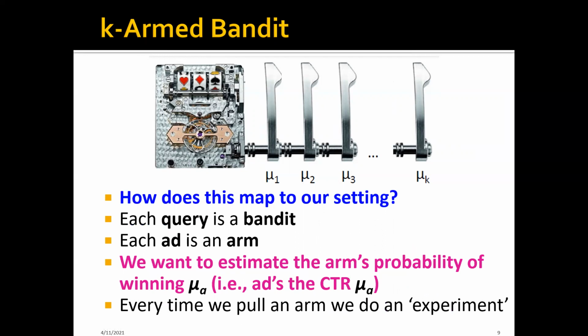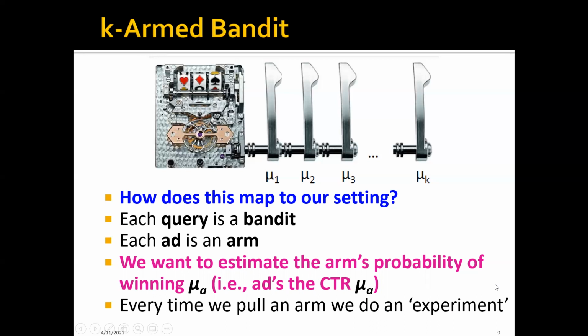And of course, you might wonder, how do we exactly map this k-arm bandit problem to our previous setting on web advertising? You can actually think of each query in web advertising as a bandit, and you can think of each ad as an arm. So whenever you pull an arm, that's equivalent to showing an ad to some user, right? And if a specific arm wins, then that corresponds to some user actually clicking this specific ad.